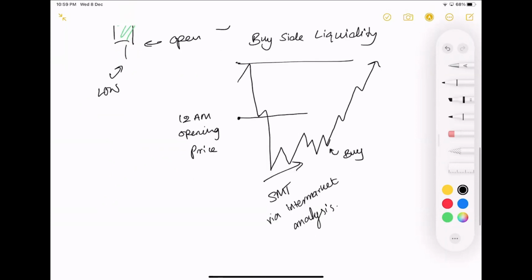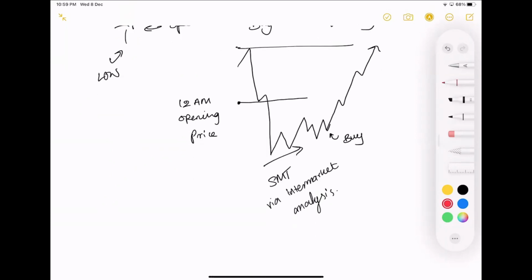Now, obviously, it's not always going to pan out like this. There are going to be subtle variations. Sometimes it may not even go below the opening price. It may go above it, come back and retest the opening price, and then go back up. So there are situations like that. That is up to you to study. I go into it in great detail in my mentorship.